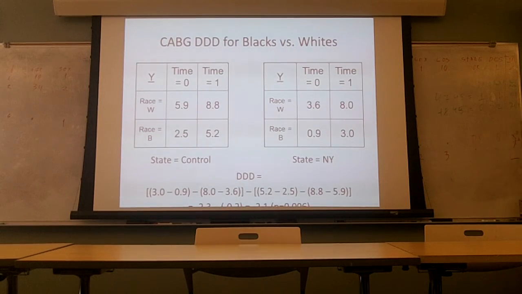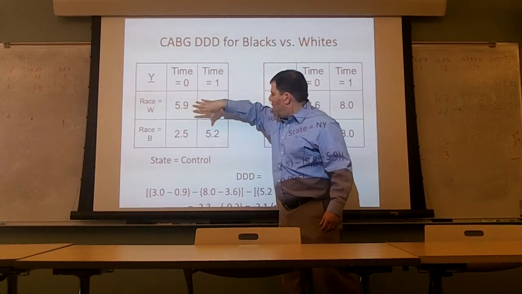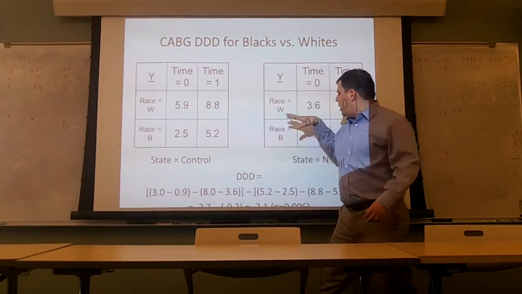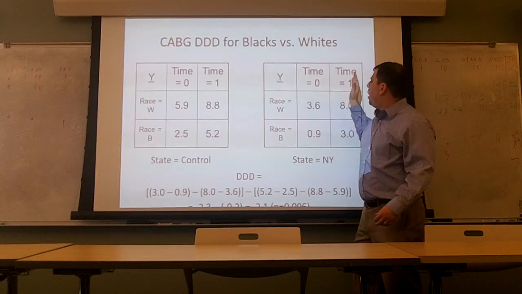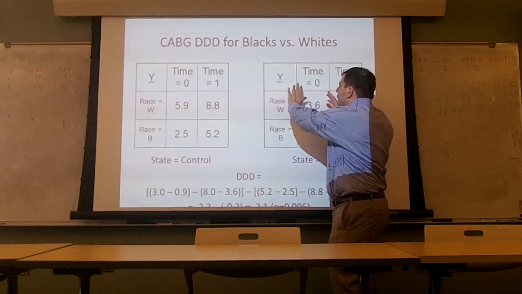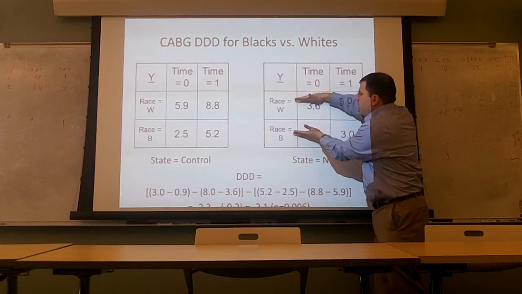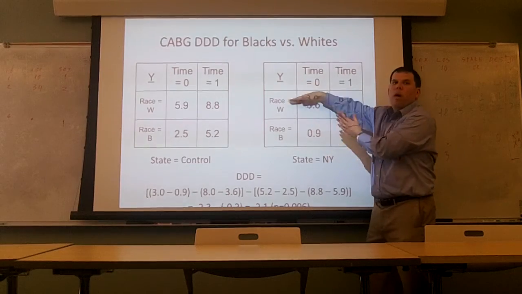I'll still go over this because I think it's a great paper. But basically, look, this is the control states, this is the intervention state. We've got pre-post, but instead of comparing levels within, so this to this, pre-post would be a diff and diff. We've now broken out within each state a black-white difference.